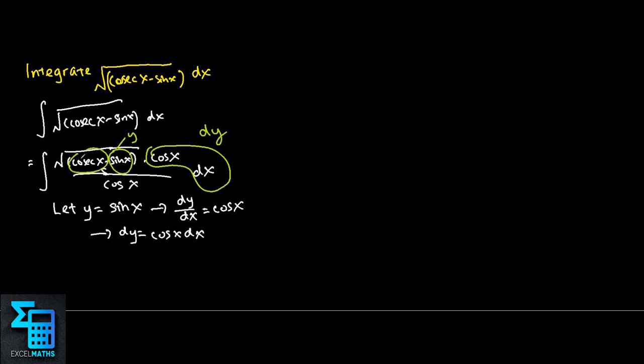So this cosecant x is actually 1 over sine x. So if we substitute y equals sine x, it is actually 1 over y. So if we were to write the next step down, it is basically equal to the integral of square root of 1 over y minus y over cosine x dy.